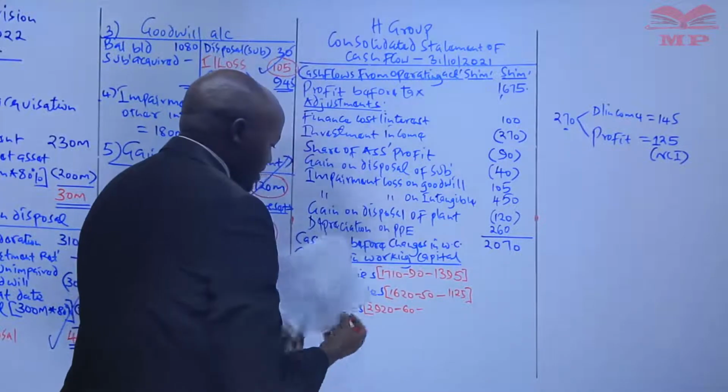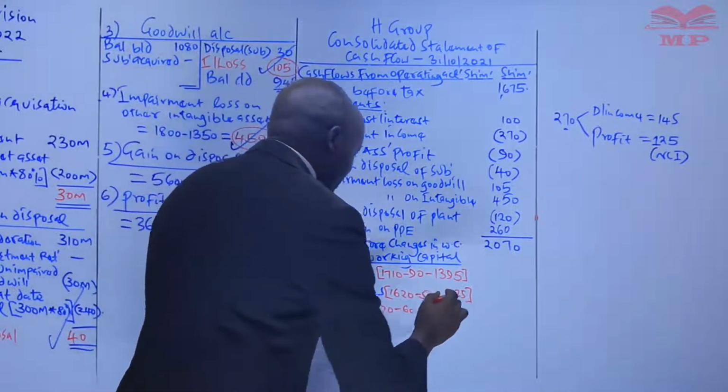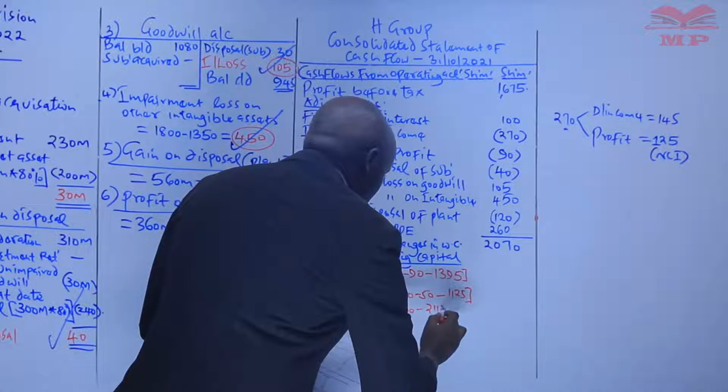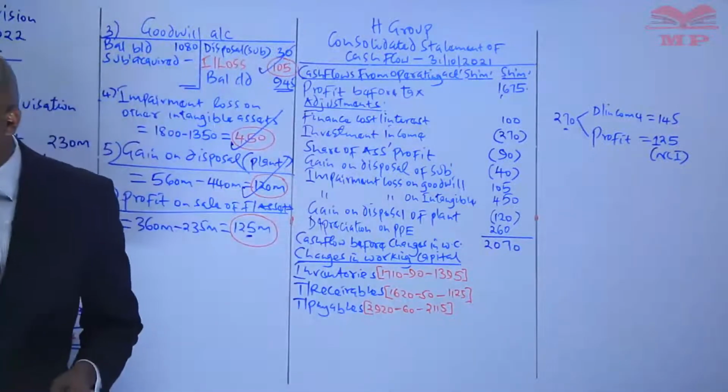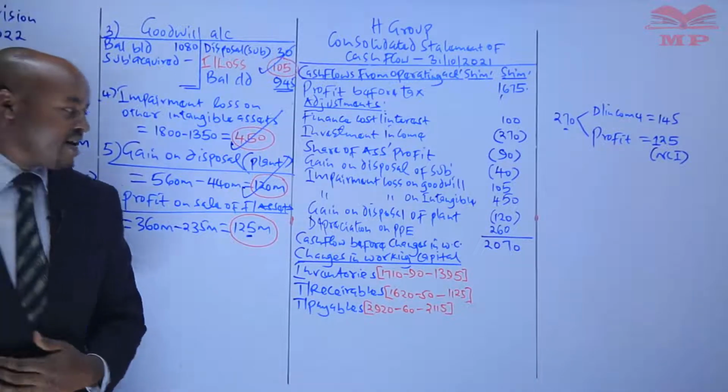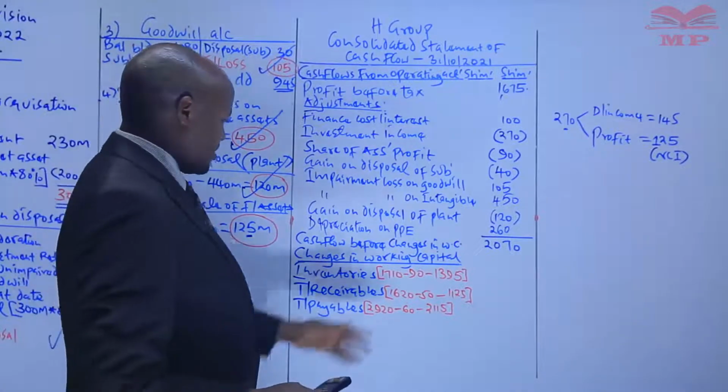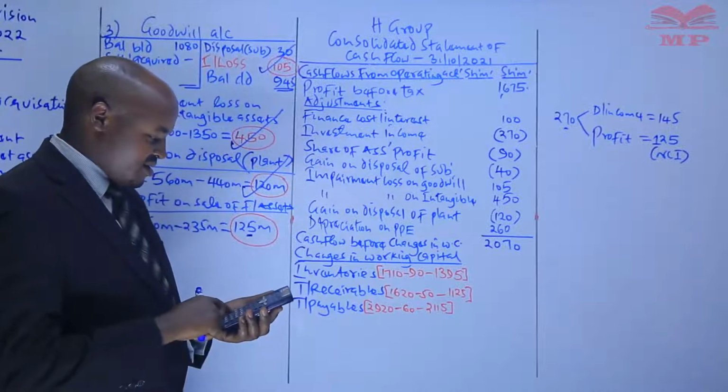25, and then payables at the end of the year was how much? 21.15. Yes, so what we need to do is to determine whether there was an increase or decrease. We start with the inventory.